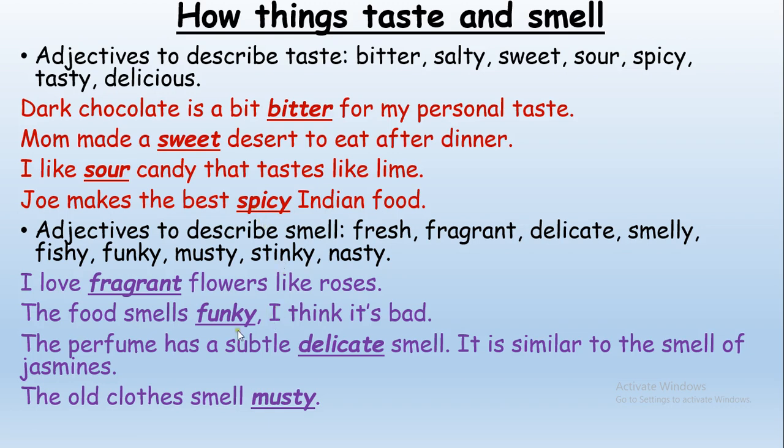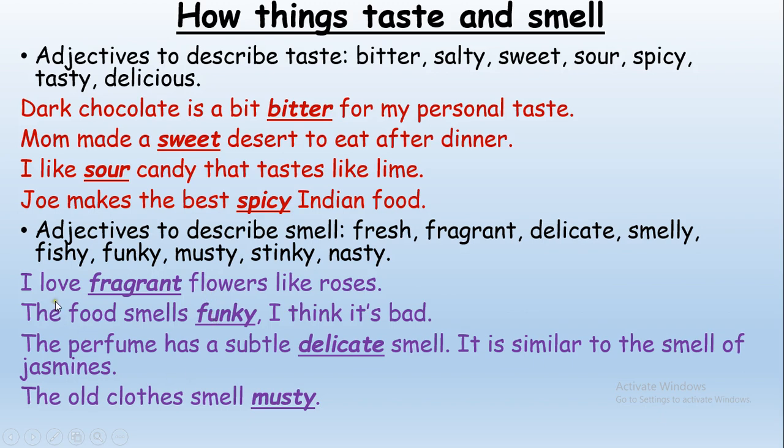Alright. What if I want to know how things smell? To describe a great smell or a fresh, clean smell, you use words like fresh, fragrant, delicate. These tell you that you are smelling a positive smell. It's good. It smells nice. But if you want to talk about something that is bad or doesn't smell well, you say this is smelly, fishy, funky, musty, stinky, and nasty. You use these words to describe something that does not smell well. Okay, these all tell you that something smells bad.